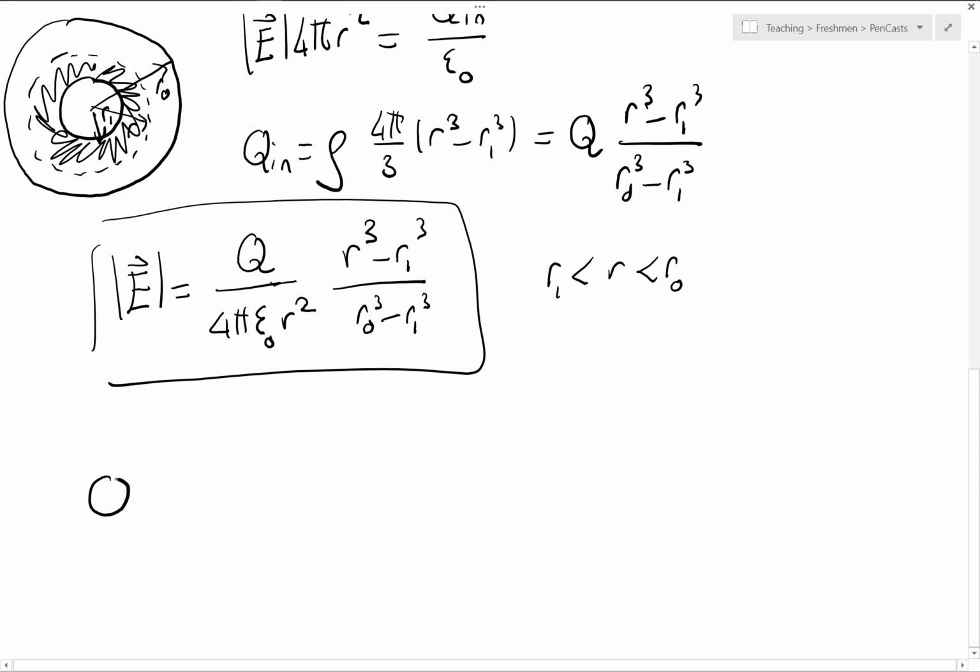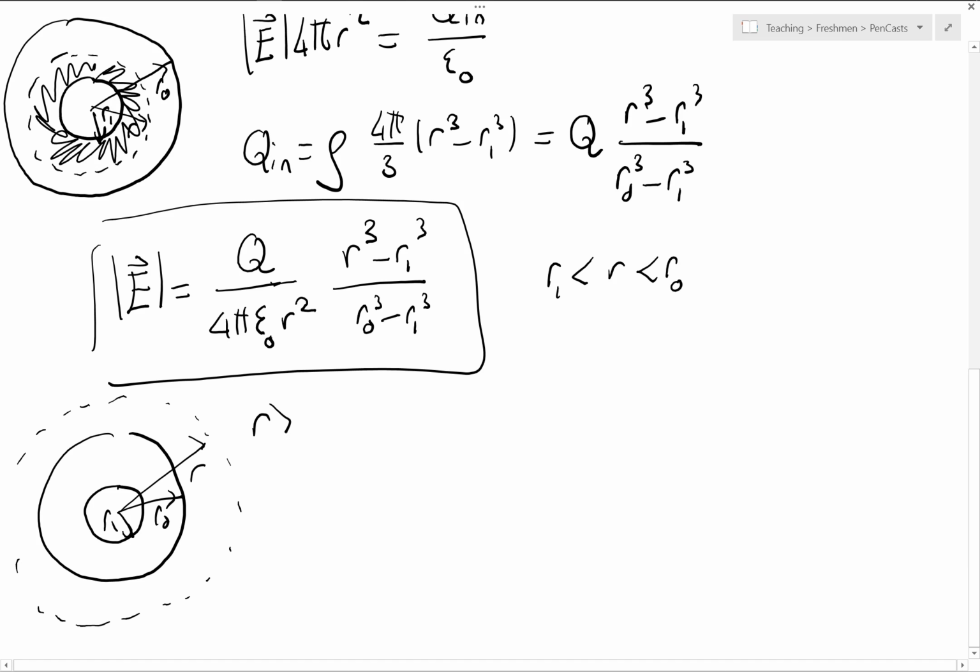In the final case, when all of this object is within my Gauss surface, so r is larger than R0, then Q in is Q, all the charges in this surface. So the left-hand side of my Gauss law is the same, 4 pi r squared. The right-hand side is Q over epsilon 0.